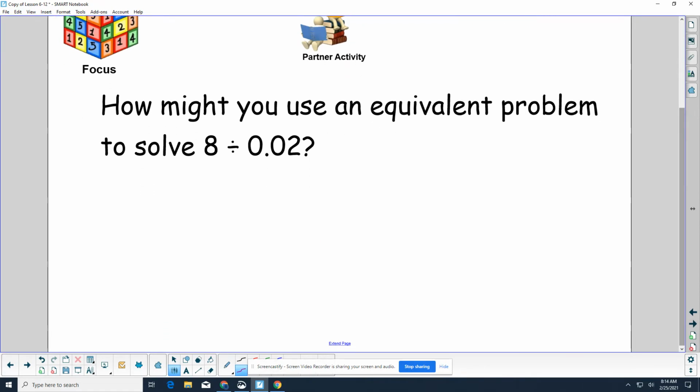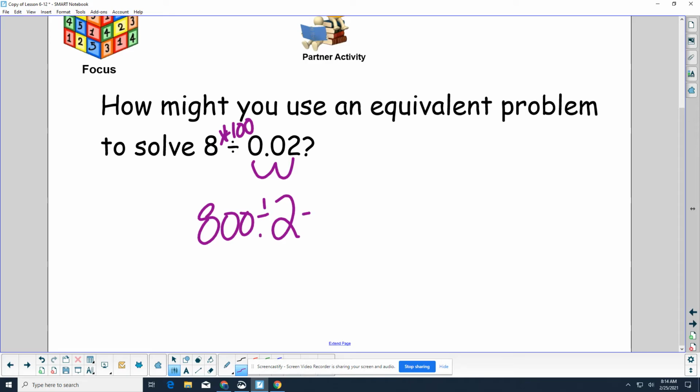So how about we use an equivalent problem to solve 8 divided by 2/100? So this one's a little different. So let's look at this one. Now I still want to try to get it to whole number division, and I see here that I would have to move my 2 up 2 places, so I'd have to multiply it by 100, and so that would become 2. And since I moved that 2 place values up, I want to move this guy up 2 place values, or multiply it by 100, and I would get 800 divided by 2, which equals 400.